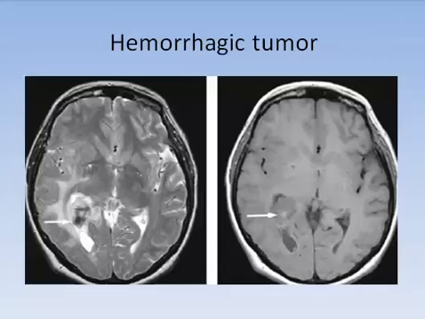Hemorrhagic tumor, here we have a heterogeneous incomplete ring with massive vasogenic edema surrounding, and this is not a common site for hypertensive, as we said, and we have a soft tissue nodule inside, intermediate intensity, hemorrhagic tumor.